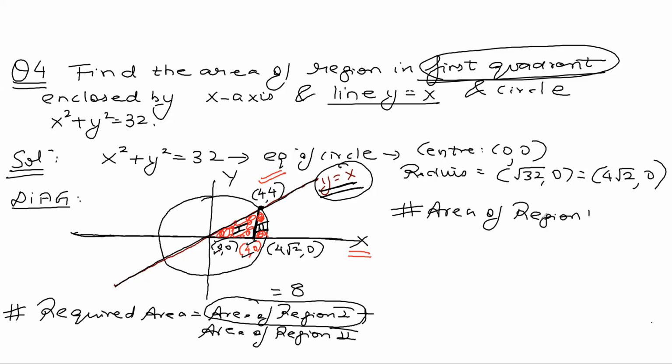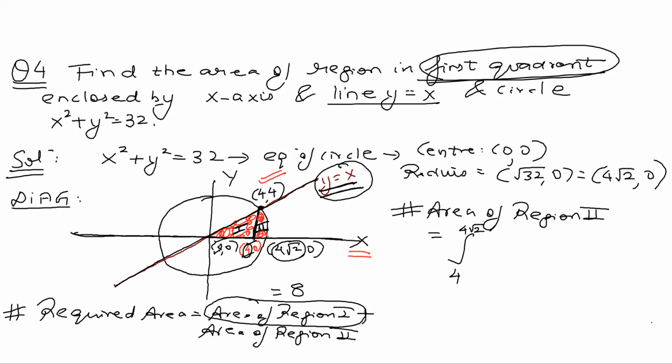So how will I find the area of region 2? Now you can see in case of region 2, my x is going from 4 to 4 root 2. Closely look at region 2. My x is running from 4 to 4 root 2. In region 1, x was running from 0 to 4. In region 2, x is running from 4 to 4 root 2.